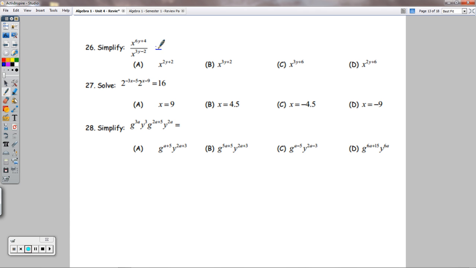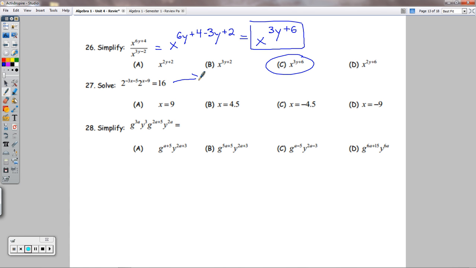26. We are taking these exponents, subtracting them since we have the same base and we're dividing things. So this would be x to the 6y plus 4 minus that whole quantity again. So minus the whole quantity just means you change the sign on both of those. So we'd have minus 3y plus 2. Subtracting the whole thing changes all the signs. This would be not reducing but combining like terms. You'd have 3y plus 6 in the exponent, and that looks like it is choice C.